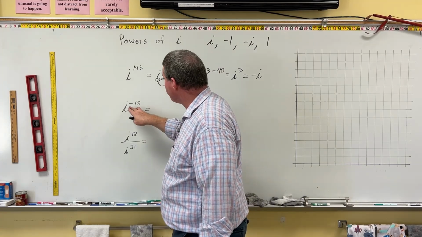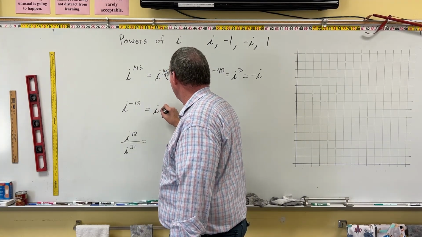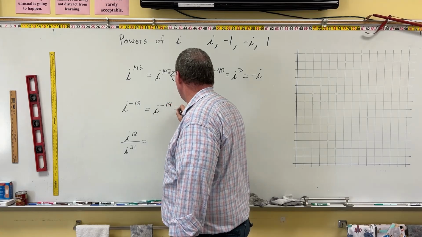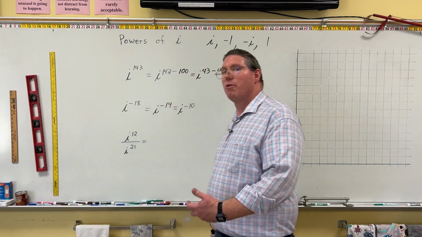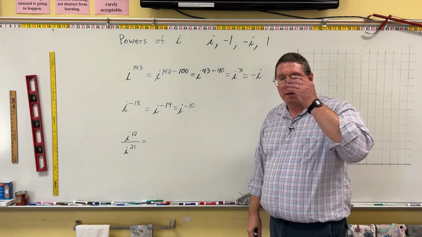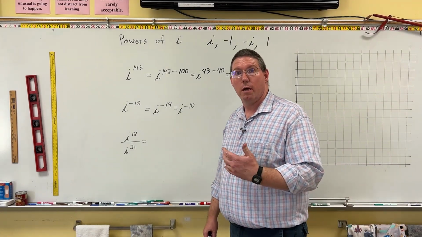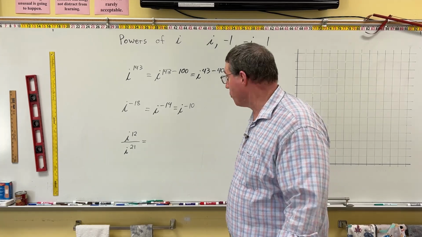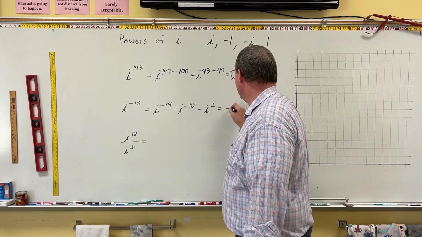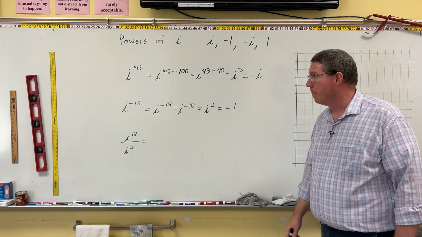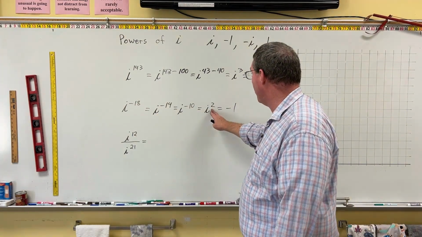i to the negative 18, if I add 4, becomes i to the negative 14. Add 4 more and I get i to the negative 10. I can also add any multiple of 4, like 12 is a multiple of 4. 12 divided by 4 is 3. So if I add 12 to this, I get i to the second power, which is negative 1, and I'm done. So i to the negative 18 is the same thing as i to the second power, which is negative 1.